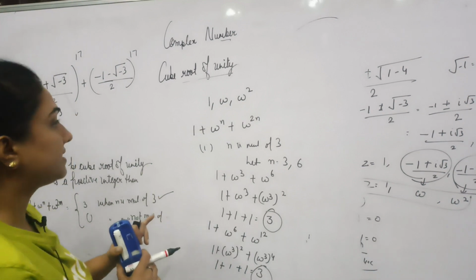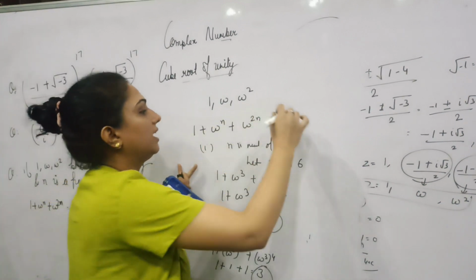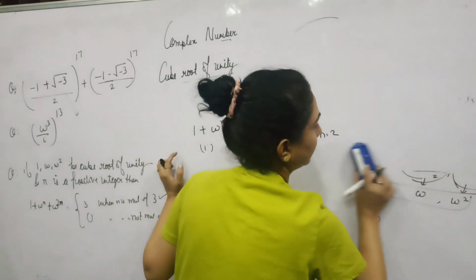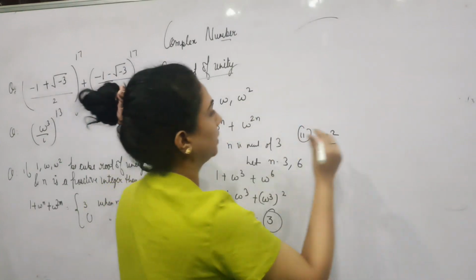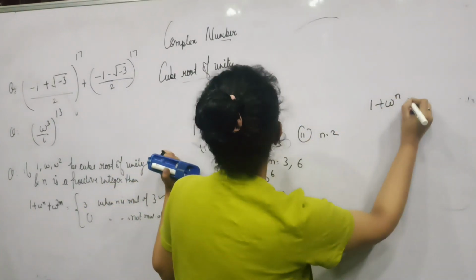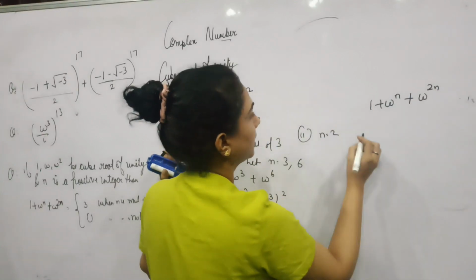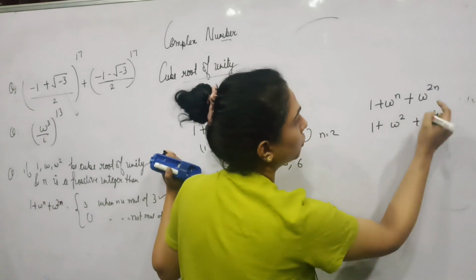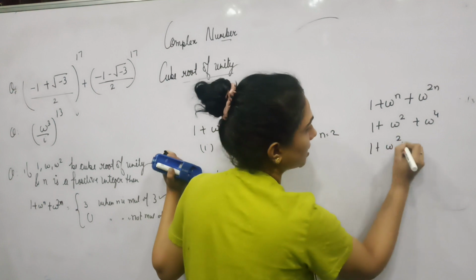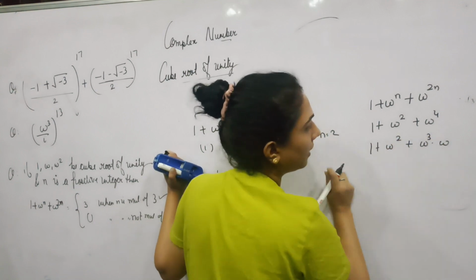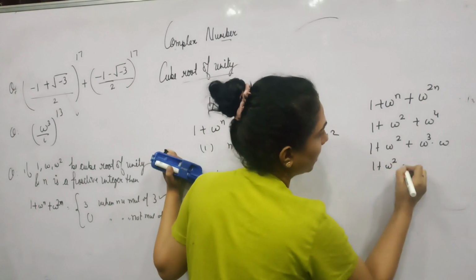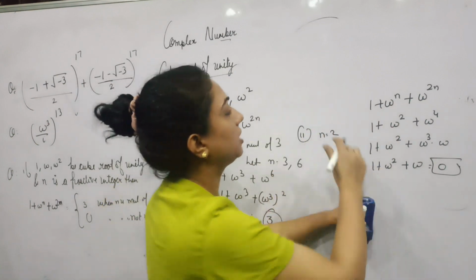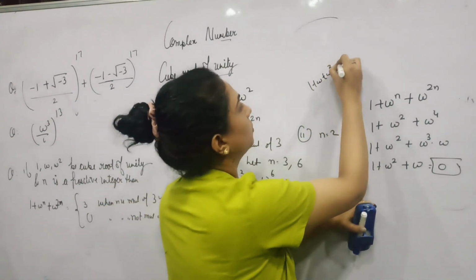The second one, if n is not a multiple of 3, let's take n is equal to 2. The question is omega raised to power n and omega raised to power 2n. If n is equal to 2, 1 plus omega raised to power 2 plus omega raised to power 2 into 2, that is 4. 1 plus omega square, omega cube into omega. 1 plus omega square plus omega. We know from the earlier equation that 1 plus omega plus omega square is equal to 0.